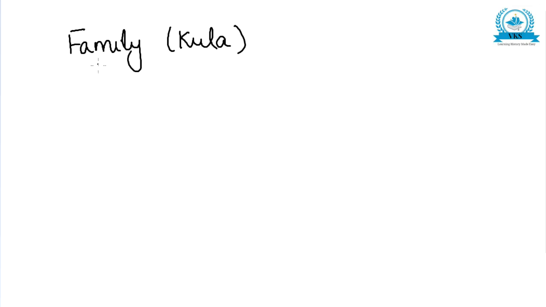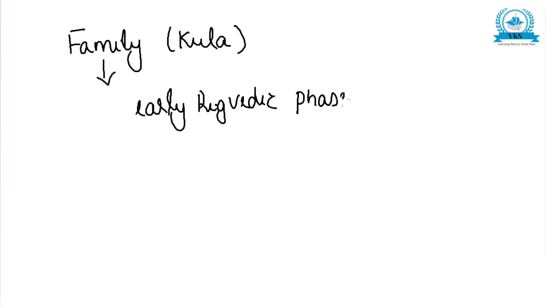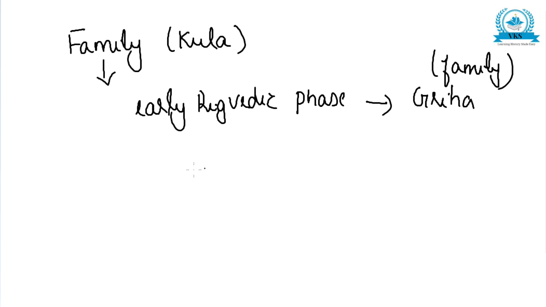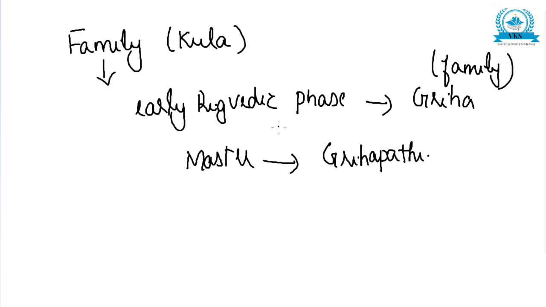It seems that family in the early Rigvedic phase was indicated by the term Griha. The term for family was Griha in the early Rigvedic phase, which frequently occurs in this text. And the master of the house or the master of the Griha was called grihapati. Family was Griha, master was grihapati.